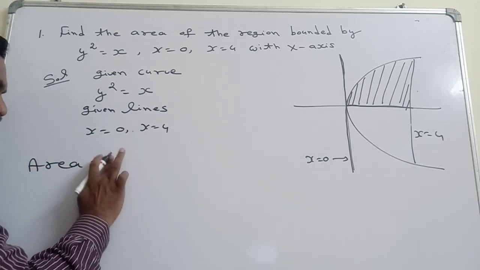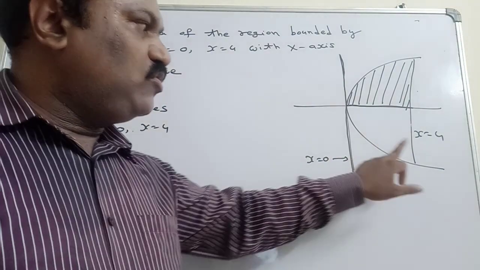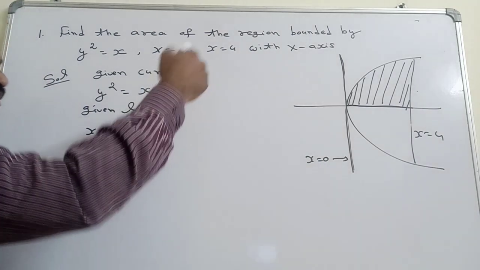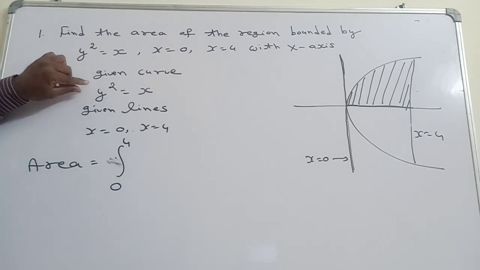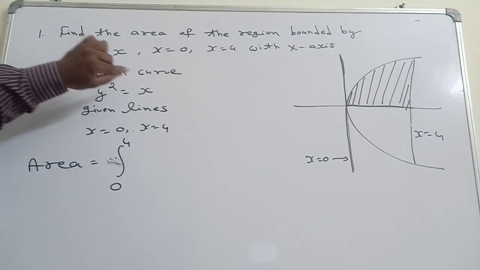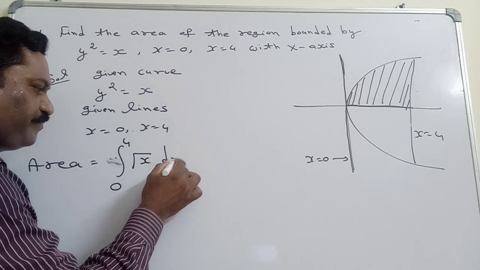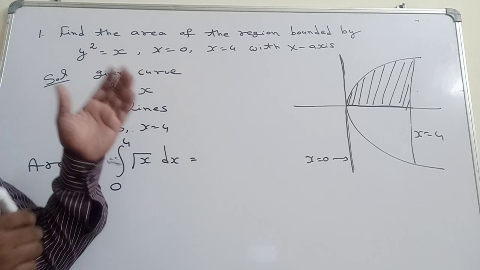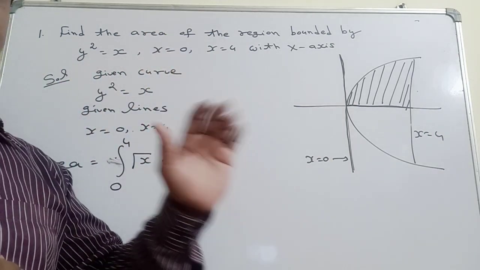that is the integral. Here the given limits are x equal to 0 and x equal to 4, means 0 to 4. The given curve is y square is equal to x. Whatever the given curve is, first we have to convert it to y in terms of x, so y square is equal to x gives y is equal to root x dx. If you integrate this, we get the area bounded by that curve with the x-axis between the lines x equal to 0 and x equal to 4.